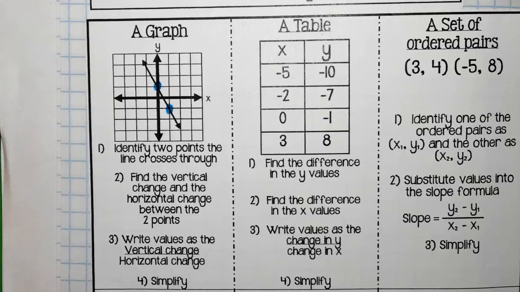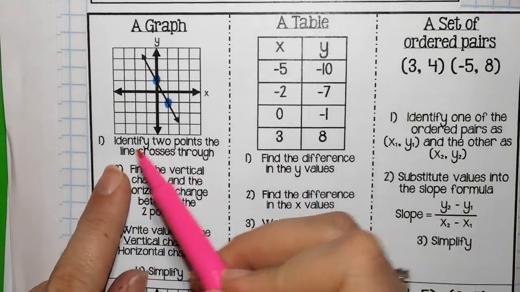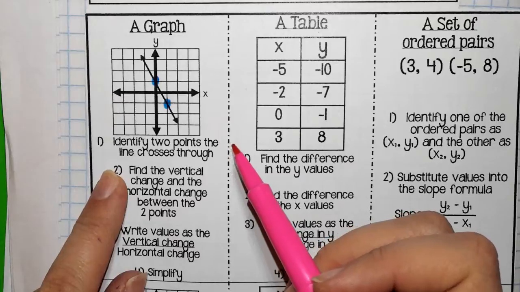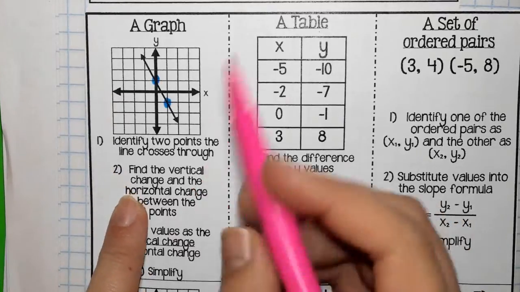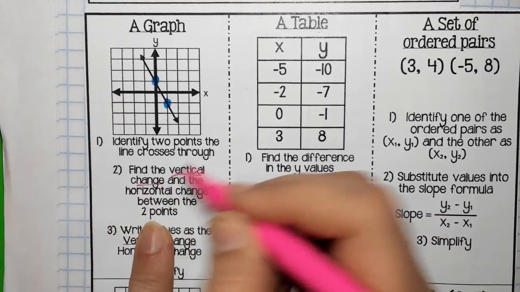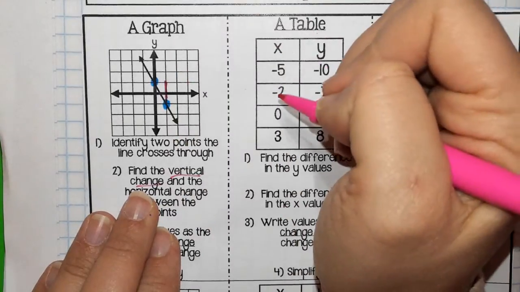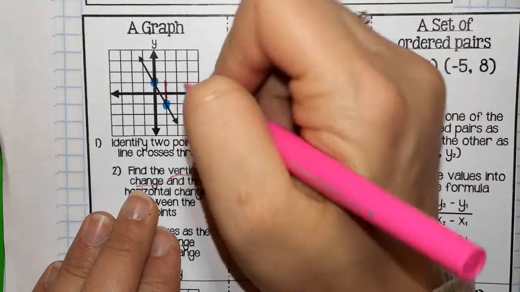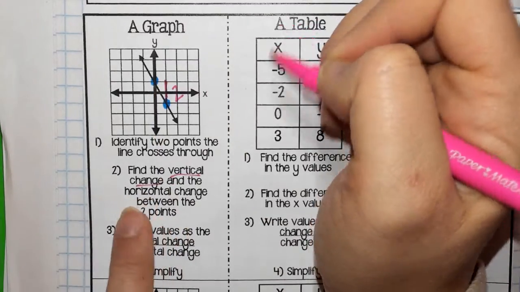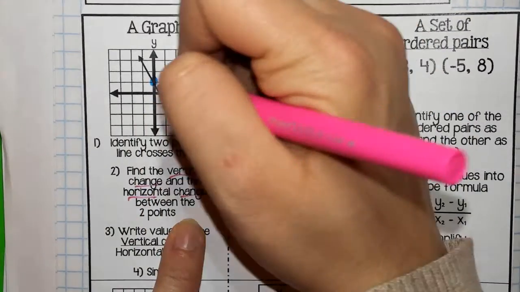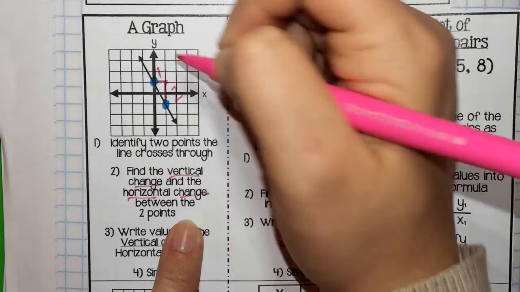All right, so step 1 was to identify 2 points the line crosses through. Step 2 was to find the vertical change, which is going up. So how many units do we go up? 2. And then find the horizontal change. What's that? That's 1.